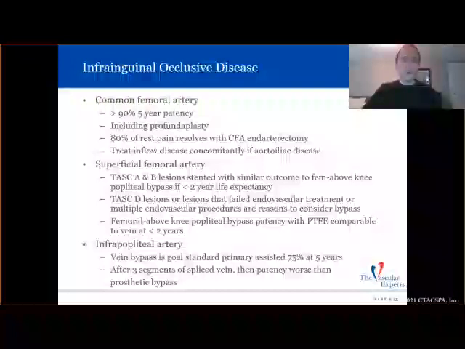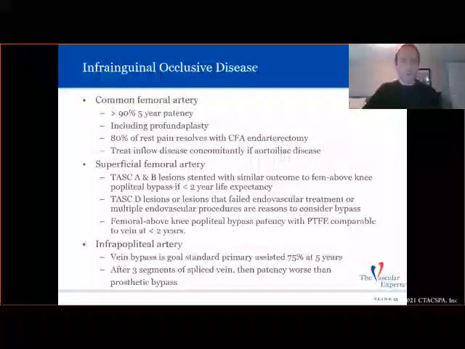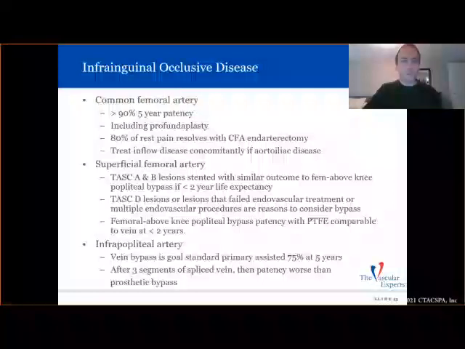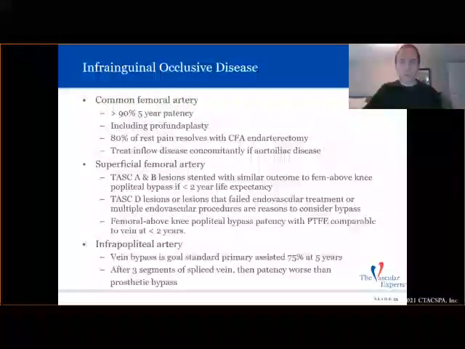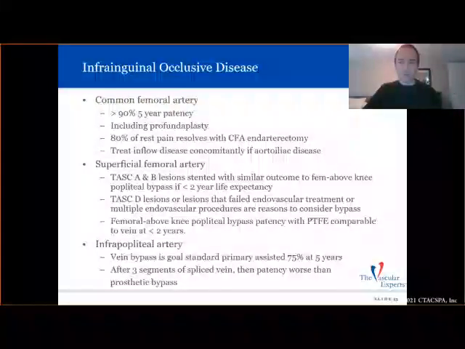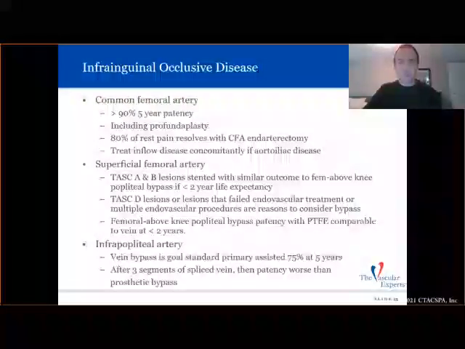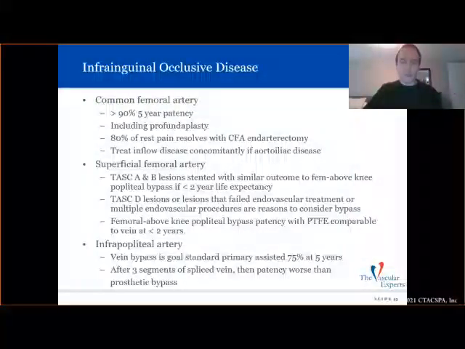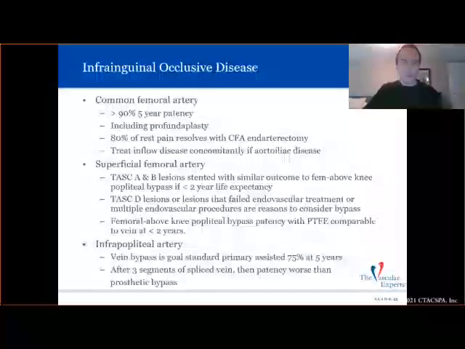And then infrainguinal occlusive disease. You'll probably see this the most, but there's not really that much to say about it. Common femoral artery disease has to be treated with endarterectomy. There's no minimally invasive option. SFA disease, you can treat with stents or bypasses. Obviously, using vein is going to be better than graft. But if a patient has a short life expectancy, less than 2 years, graft is fine. And if you're going below the knee, the patency starts to drop off. And you definitely want to use vein below the knee because the patency with graft is much worse.